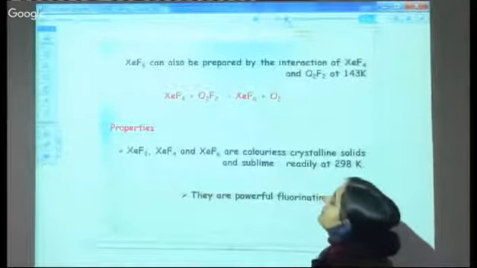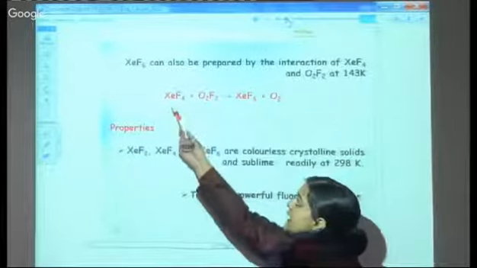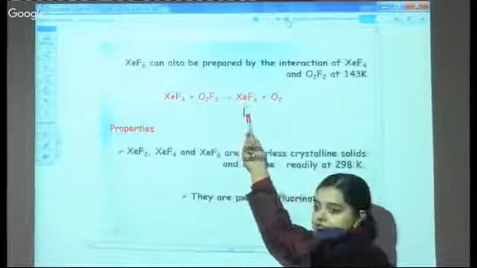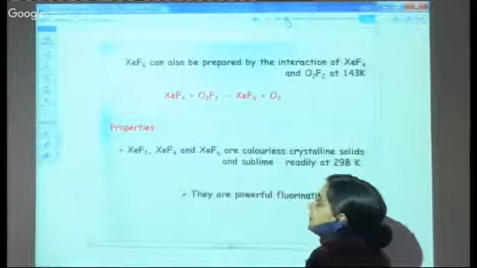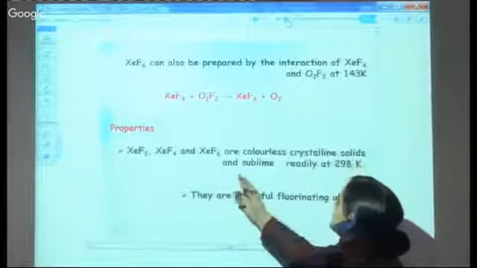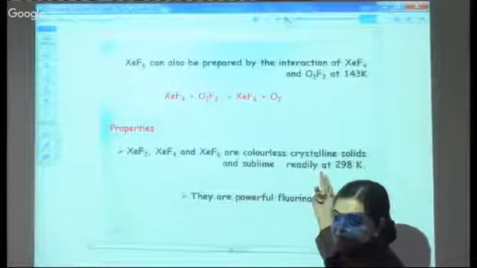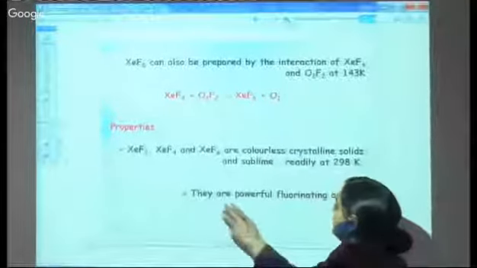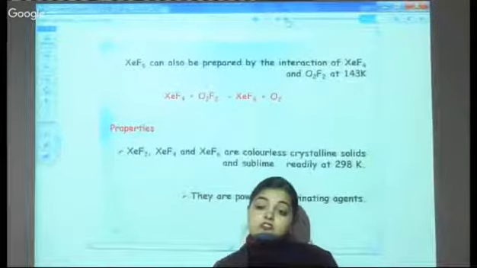XeF6 can also be prepared by the interaction of XeF4. What can be done? XeF4, if reacted with O2F2, further goes to XeF6, providing oxygen. Right? So properties are like: XeF2, XeF4 and XeF6 are colorless crystalline solids and sublime readily at room temperature. 298 is the room temperature. Fine. 298 Kelvin is 25 degrees Celsius. So they are very powerful fluorinating agents.